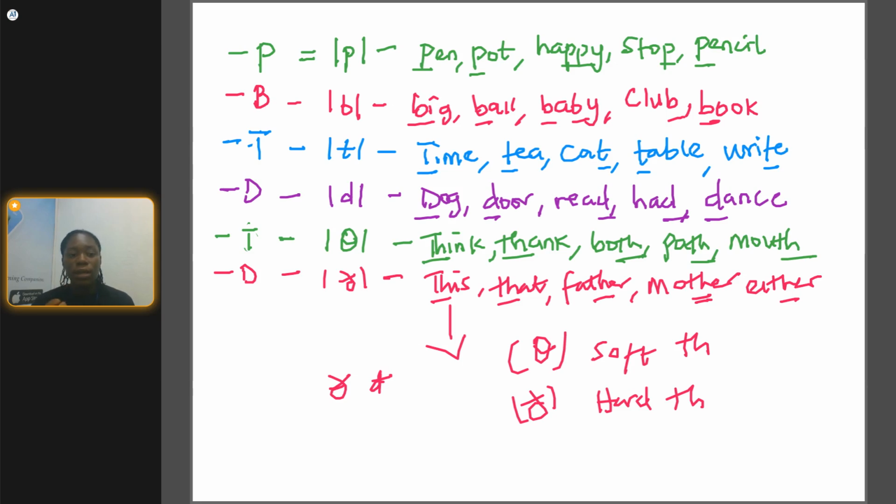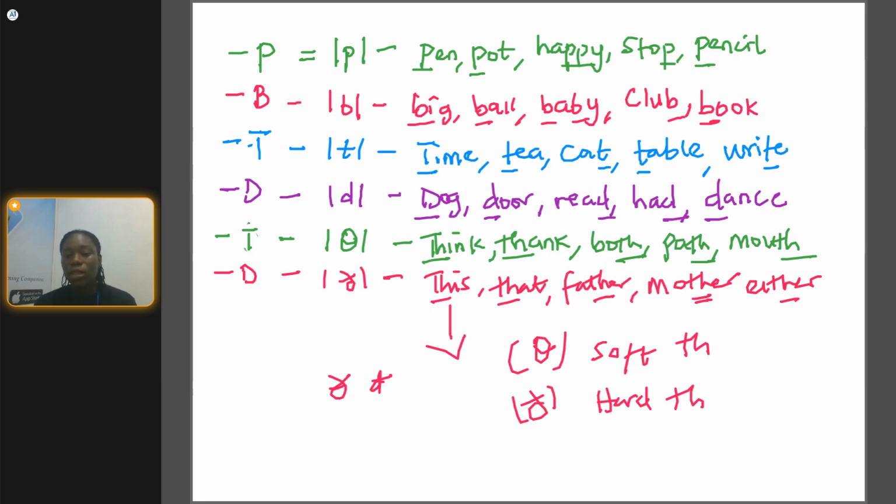Letter B giving us the B sound, giving us words like big, ball, baby, club, book. Letter T giving us the T sound, with words like time, tea, cat, table, right. Letter D giving us the D sound, giving us words like dog, door, read, add, dance.